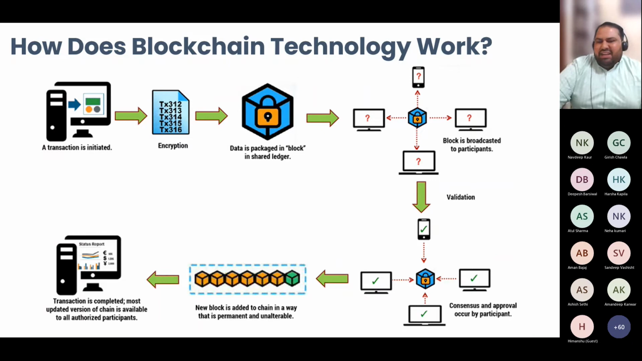Once the block is added to the chain, it is stored in the blockchain, and the information stored in the block is permanent and we cannot make any kind of alteration to it. Then the transaction is completed and the most updated version of the chain is available to all the authorized participants.